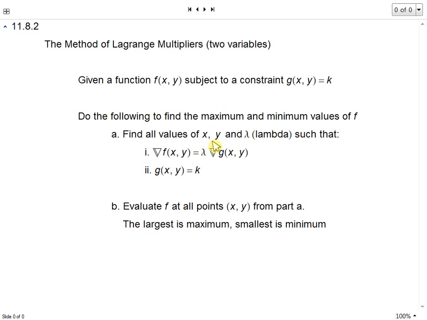Once we find the x, y, and lambda that make these two things true, we evaluate our original function at the points x and y from this part, and the largest is our max, the smallest is our min.